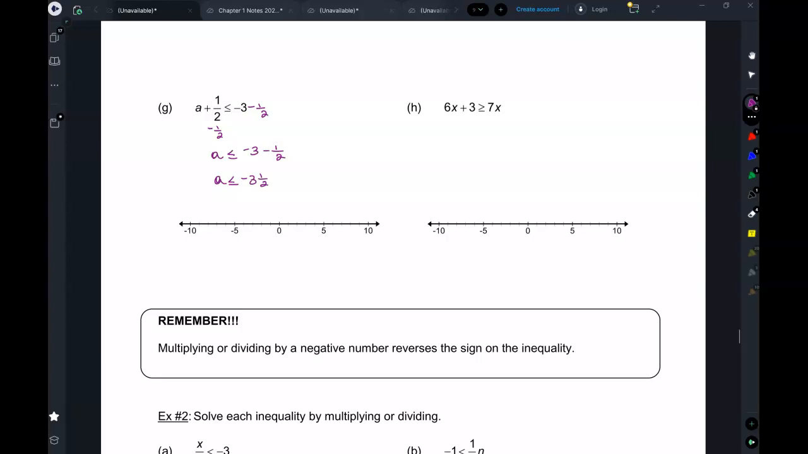Okay, so where is negative 3.5? 1, 2, 3.5. Less than or equal to. Okay, what about here? Minus 6x minus 6x. 3 greater than or equal to x. So I'm going to go to 3. Put a closed circle. Which way does the arrow go? Left or right? Left. Good.